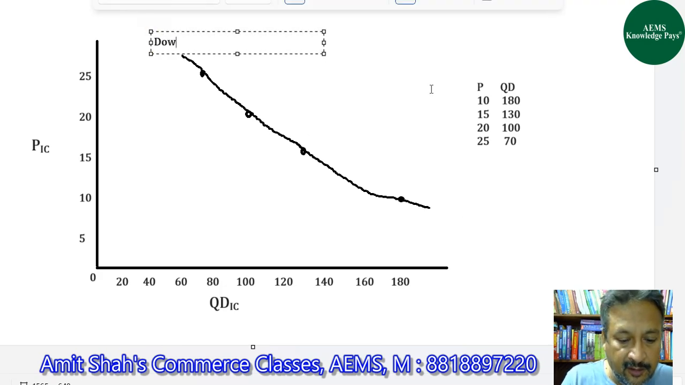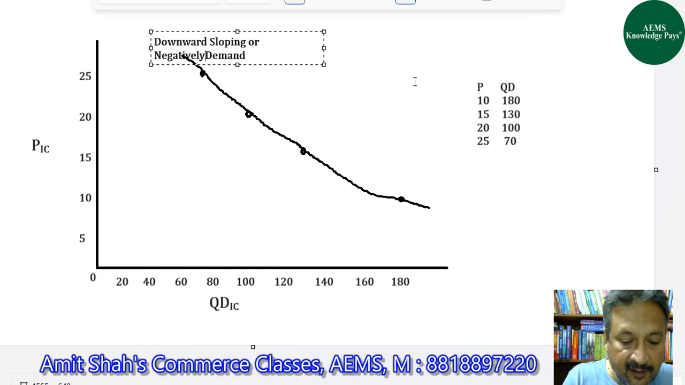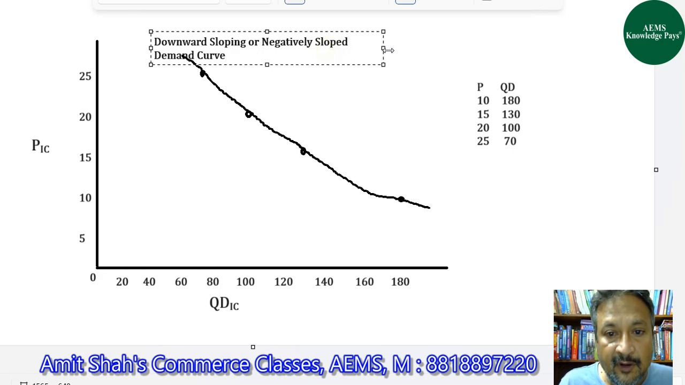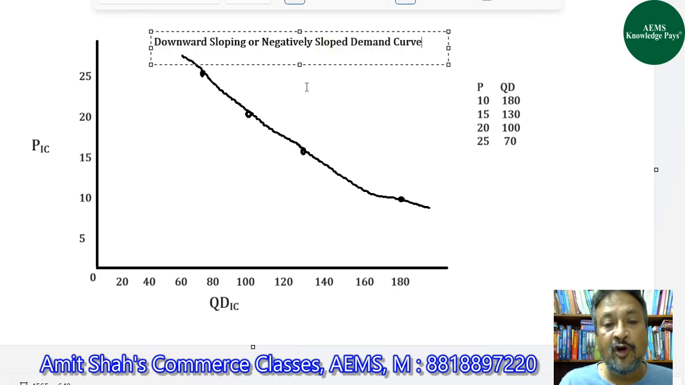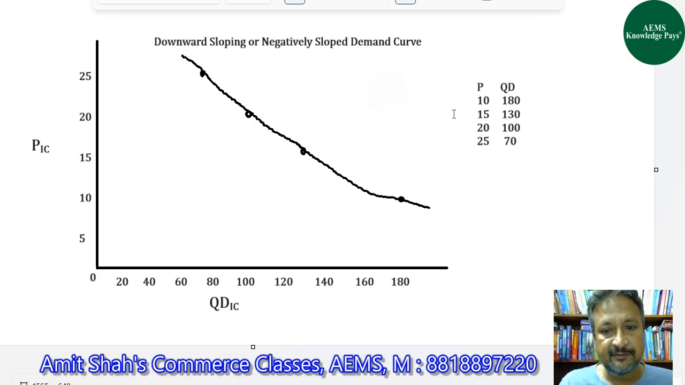So this is called a downward sloping or negatively sloped demand curve. Why do we call it negatively sloped? Because there is a negative or inverse relationship between price and quantity demanded, and this happens with all the normal goods. It means for all the goods which are not exceptions to the law of demand, the demand curve would be downward sloping. I hope you have understood this.